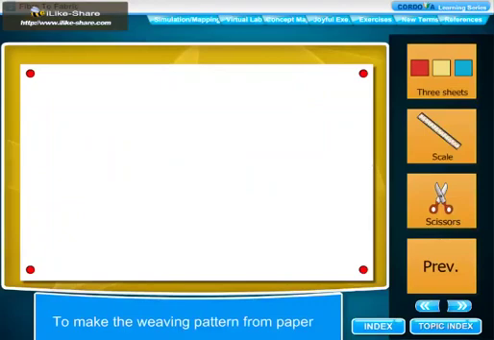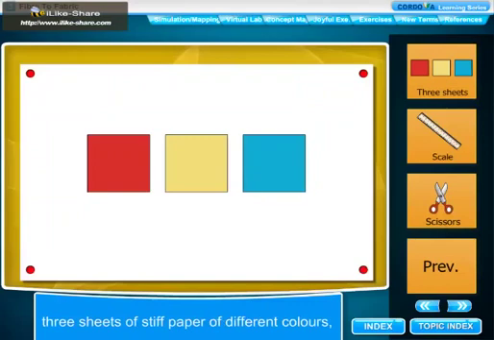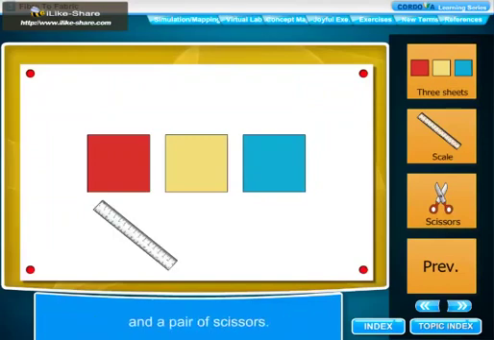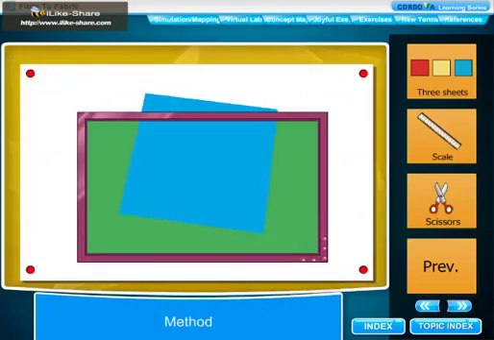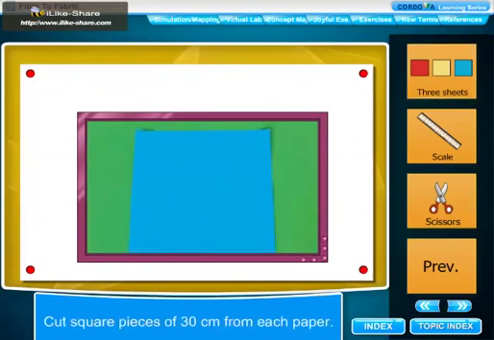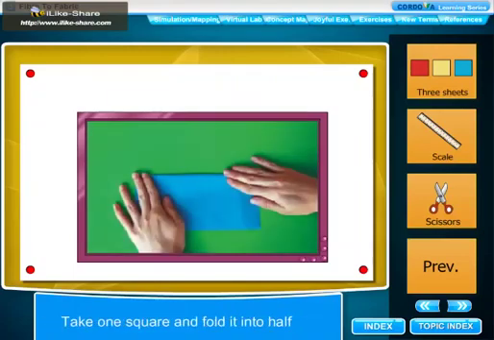Activity 2. To make the weaving pattern from paper. Things needed. 3 sheets of stiff paper of different colors, a scale, and a pair of scissors. Method. Cut square pieces of 30 centimeters from each paper. Take one square and fold it into half. Draw a light pencil line across the end opposite to the fold, about 1 inch from the edge.